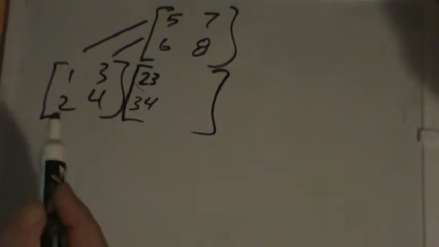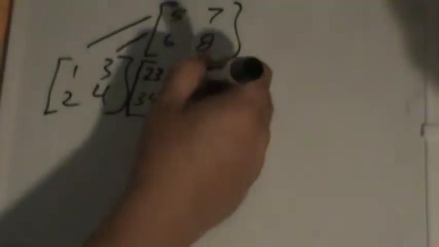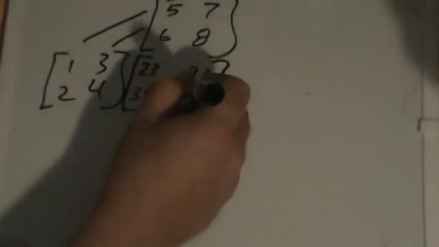I've got 1 times 7 plus 3 times 8. Right, so I have 7 plus 24, and that gives me 31. And then I've got 2 times 7 is 14, 4 times 8 is 32, and so then 14 plus 32 gives me 46. And we have our answer.